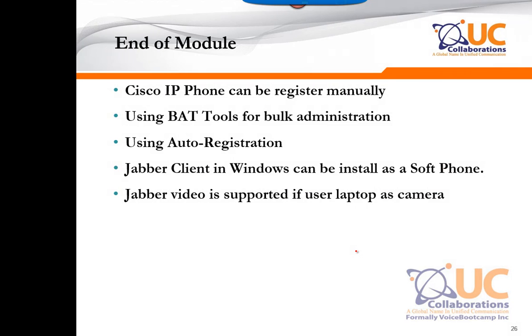Alright, so at the end of the day, an IP phone can be registered manually, using BAT tools for bulk administration. You can also use auto registration. Jabber client on Windows can be installed as a soft phone, and Jabber will support video if the laptop has a camera. So this is it for this particular module, and I will see you in the next one.